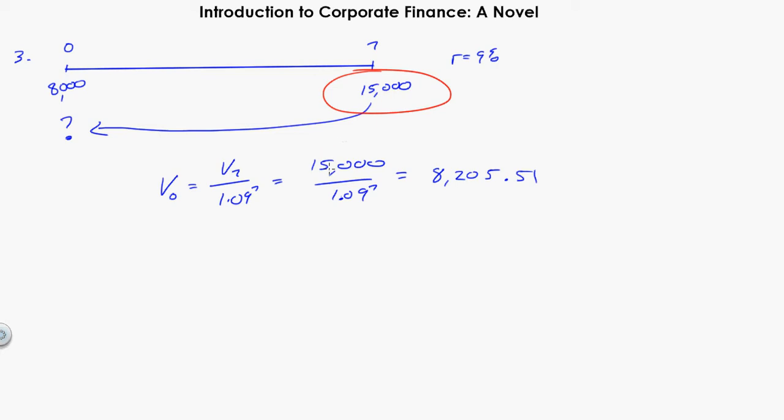And it's important to get this concept. The $15,000 promise, to get that in 7 years, is worth $8,205 today. So he would prefer to get what to him is worth $8,205 today rather than the $8,000 today. Okay, so let's go on to question number 4.